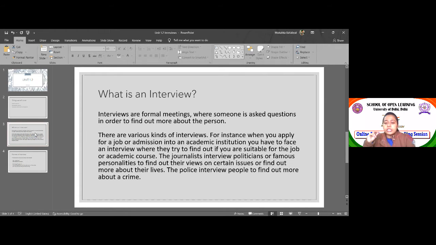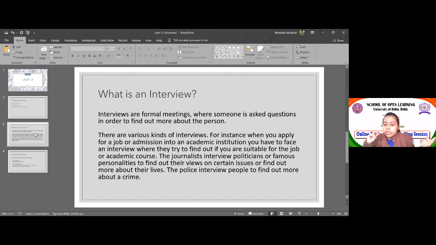Through the journalists who take an interview, say, of the prime minister, or of a sports person, when we read that interview or watch it on television, we find out more about that person the journalist is interviewing.